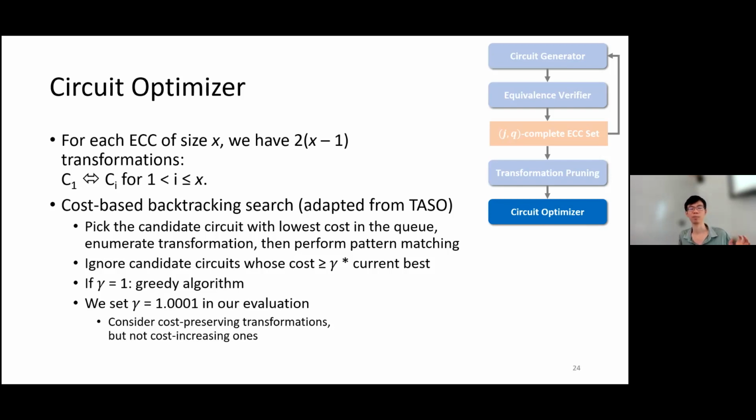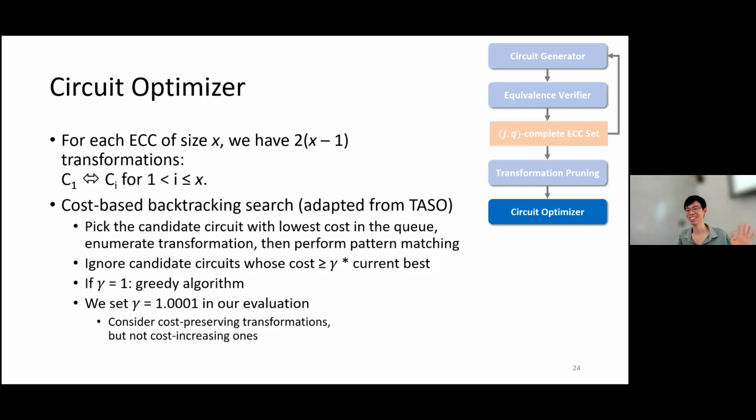So we maintain a priority queue sorted by cost, and we pick the candidate circuit with the lowest cost in the queue, enumerate all possible transformations, and perform pattern matching. We try to apply all possible transformations, and we ignore all candidate circuits whose cost is greater than or equal to gamma times the current best cost, where gamma is a hyperparameter. If gamma is equal to 1, then it's equivalent to a greedy algorithm. And in our evaluation, we set gamma equal to 1.0001.